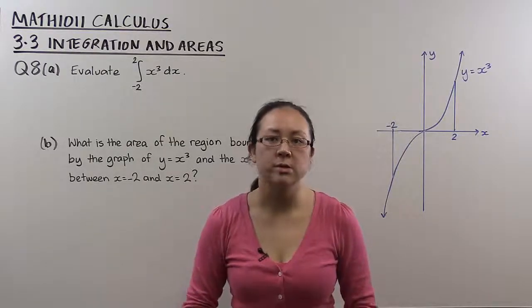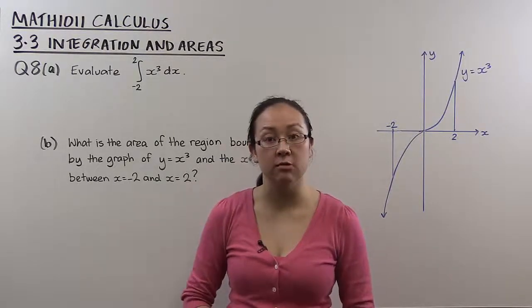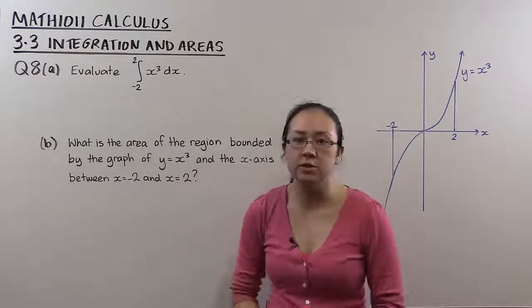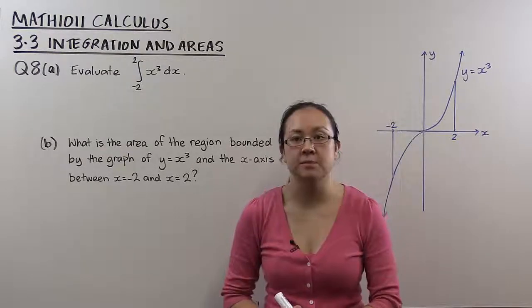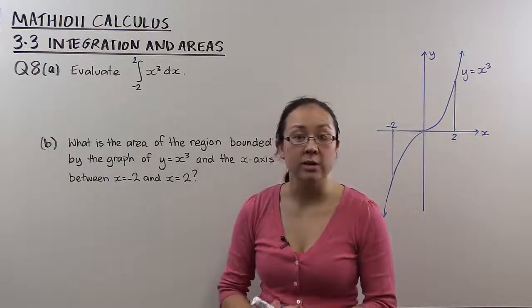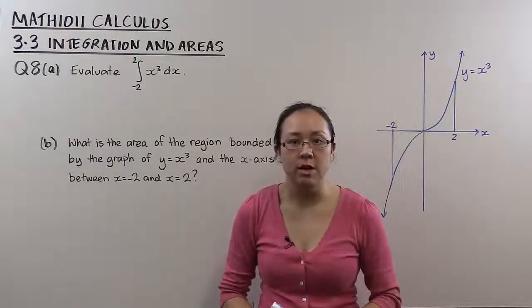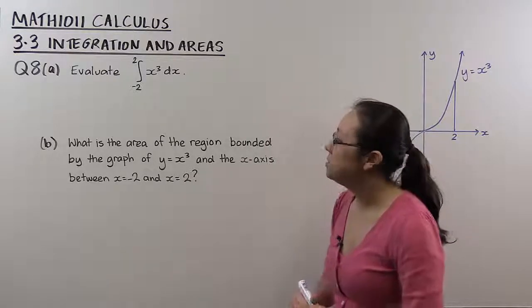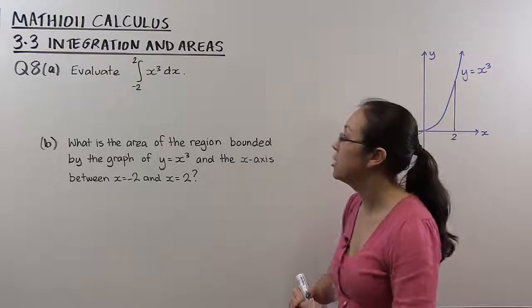Today I'm working through some of the Math 1011 calculus questions from the section on integration and areas. So in question 8, we're asked to calculate this definite integral from -2 to 2 of x cubed dx. Now, just by knowing x cubed is an odd function and that we're going from -2 to 2, we might already suspect the answer. But let's just evaluate it using the fundamental theorem of calculus and confirm what we think.